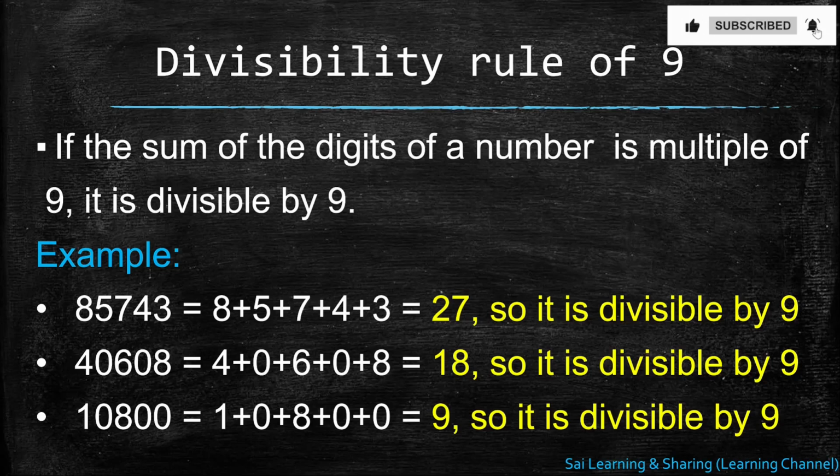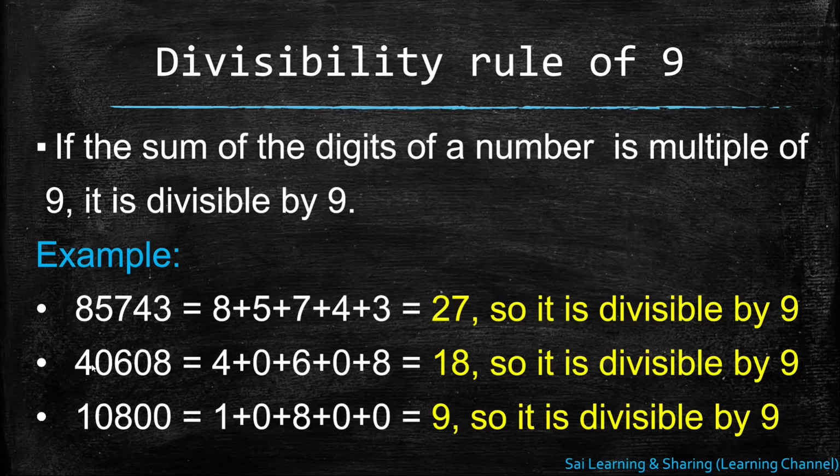Divisibility rule of 9. If the sum of the digits of a number is a multiple of 9, it is divisible by 9. Here are a few examples. The first one, 85,743. When we add the digits, we get 27. Hence 3 multiplied by 9 is 27. It is divisible by 9 because 27 is a multiple of 9.